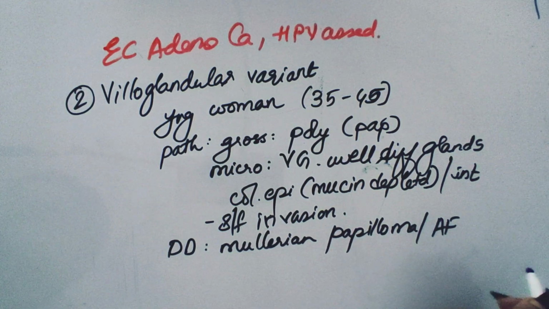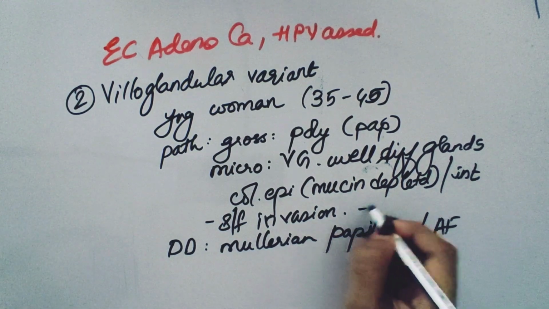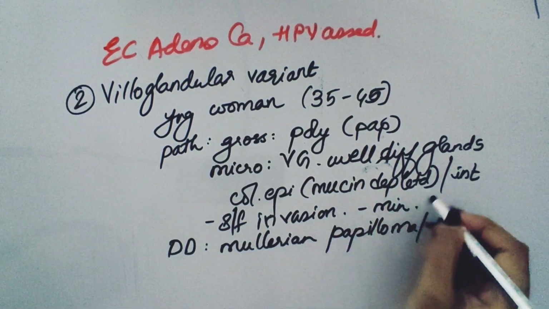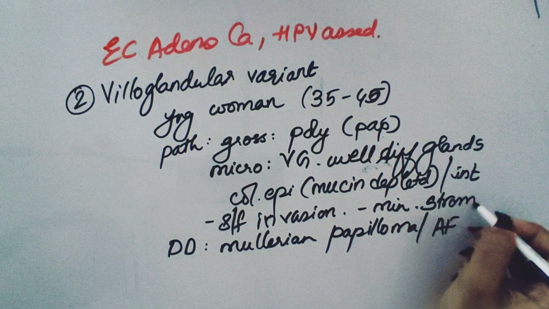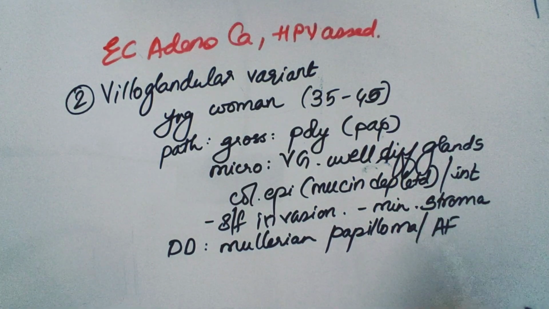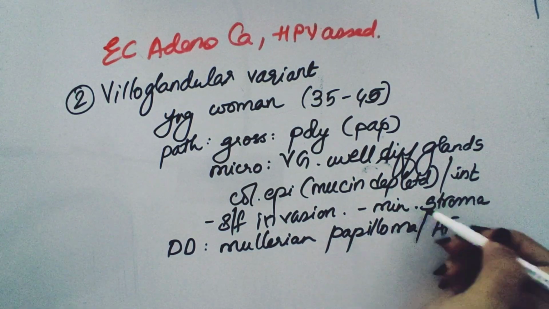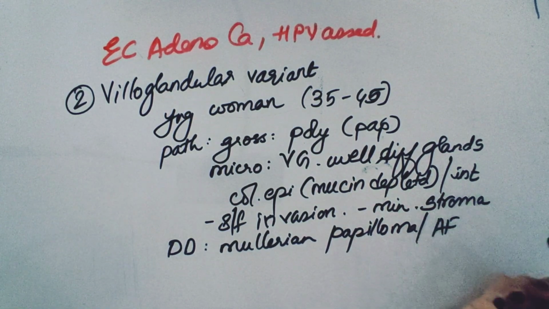And compared to the usual type, the villoglandular adenocarcinoma has minimal stroma. That is also important. I said endometrial adenocarcinoma is differentiated from endocervical by its very less stromal component. Similarly, in the villoglandular variant also the stroma is less compared to the usual type.